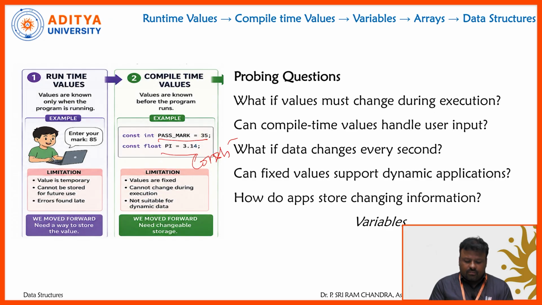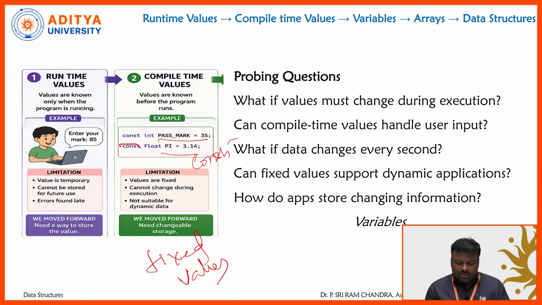What are the limitations here? For example, what if you want to change the pass mark here? It is defined as a constant. Throughout the program, the pass mark is 35, so we cannot change it in the program. That is the limitation: fixed values. To overcome this, what should we do?